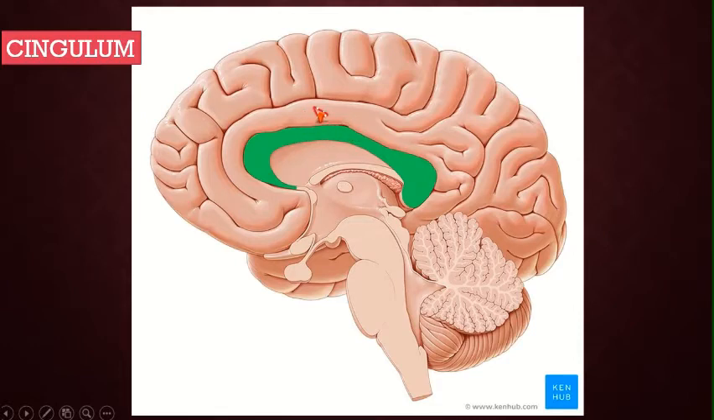Above the corpus callosum, the cingulate gyrus is present. Then at the superior end of the cingulate gyrus, we can identify the cingulate sulcus.